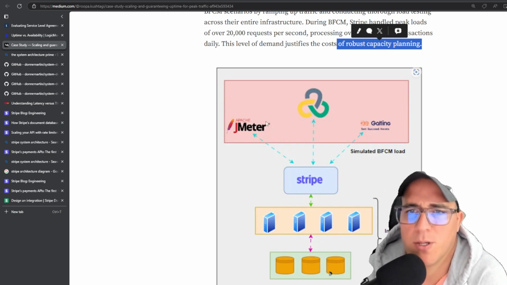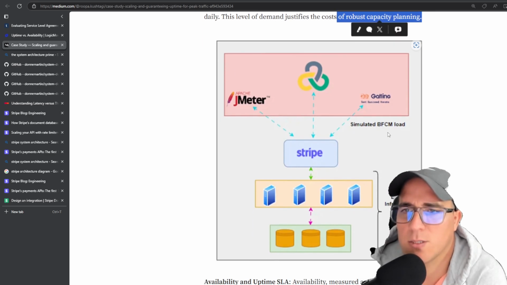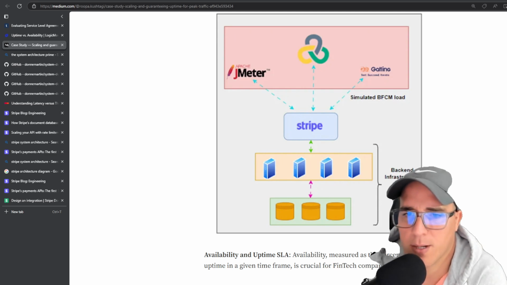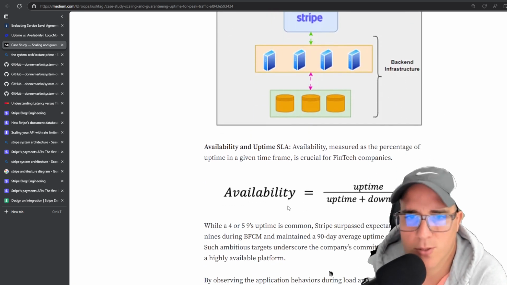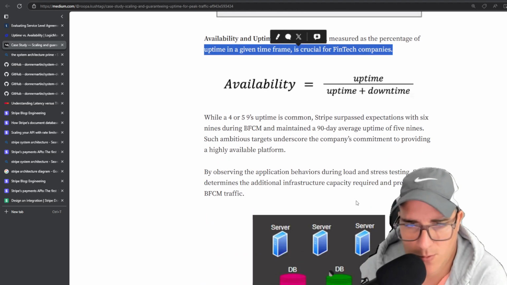They have a diagram here with Kotlin simulating BFCM load, and the Stripe API and backend infrastructure, though it's not clear to me how they designed this. Availability is a measure of the percentage of time. We already know this.